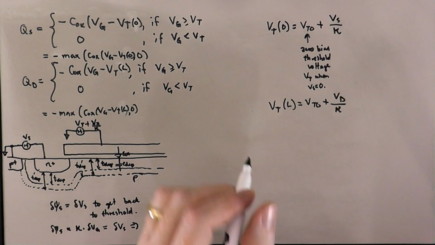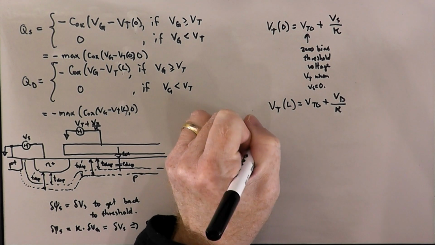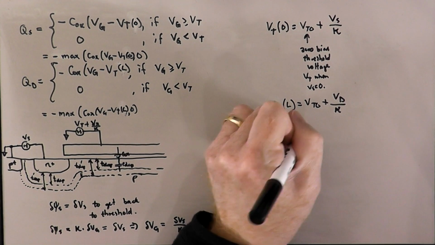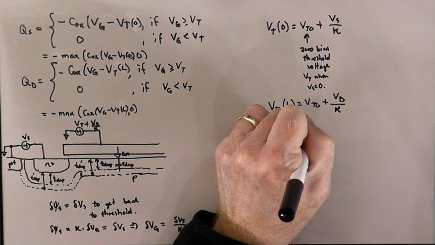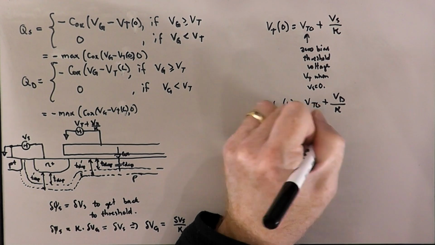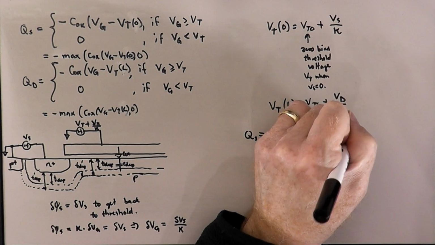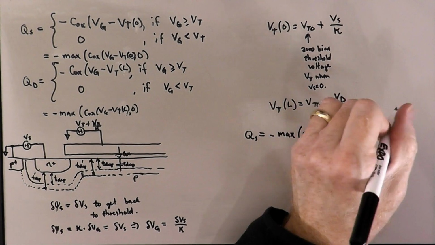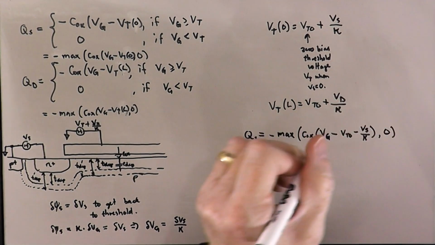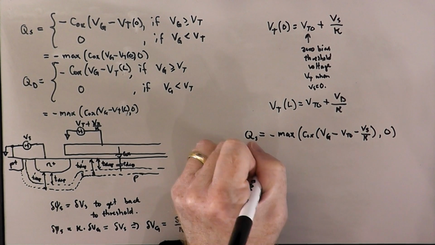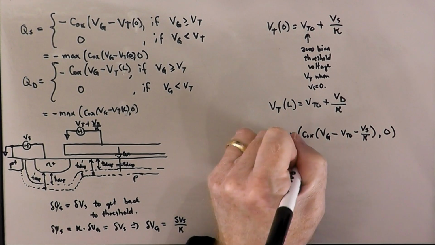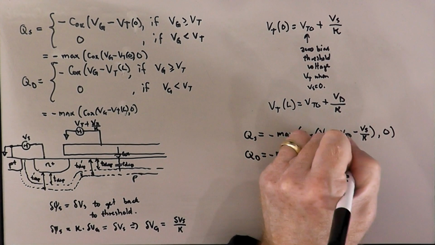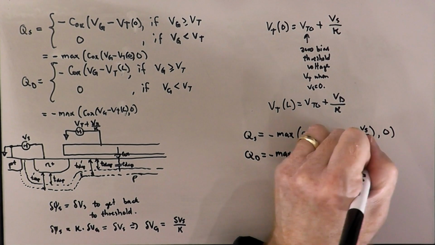And so we can express Qs as minus the max of Cox times Vg minus Vt0 minus Vs over kappa, and 0, and we can express Qd as minus the max of Cox times Vg minus Vt0 minus Vd over kappa, and 0.